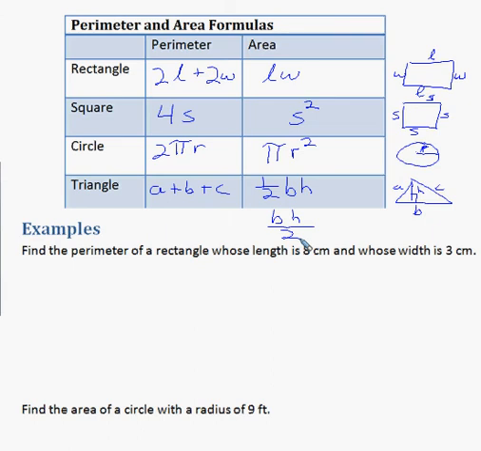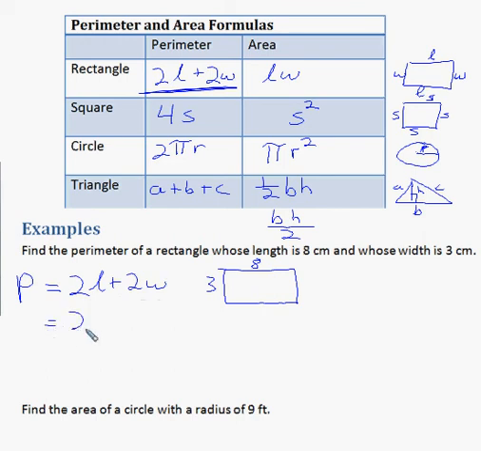Find the perimeter of a rectangle whose length is 8 centimeters and whose width is 3 centimeters. It might help to draw a quick sketch. The length is 8 and the width is 3. So we know that the perimeter, so I'll put P equals, and if we look up here, it's going to be 2 times L plus 2 times W. So I'm choosing the correct formula, and then I'm going to plug in the values for that formula. So the length here is 8 centimeters plus 2 times the width, which is 3 centimeters.